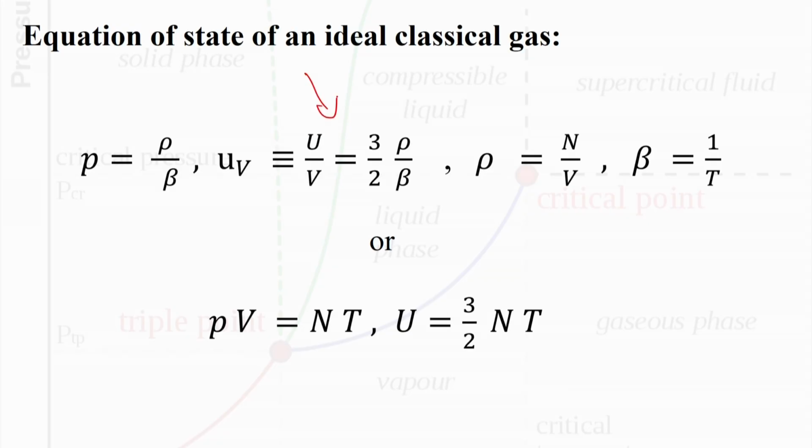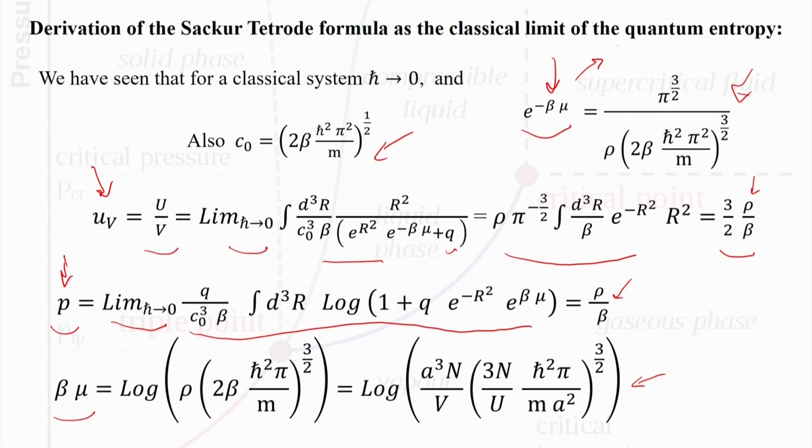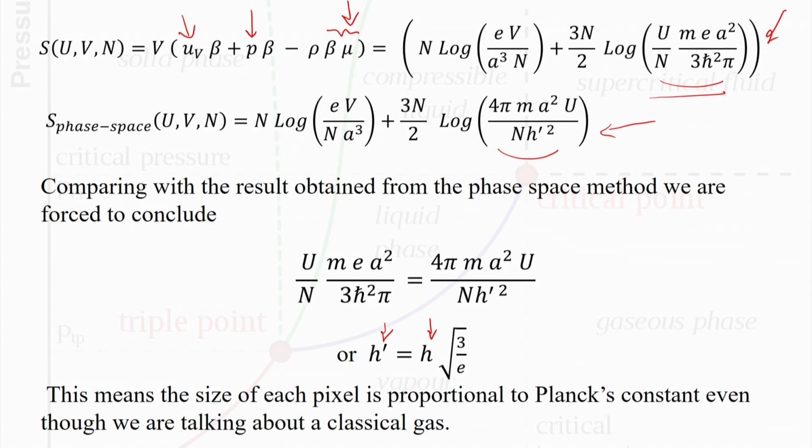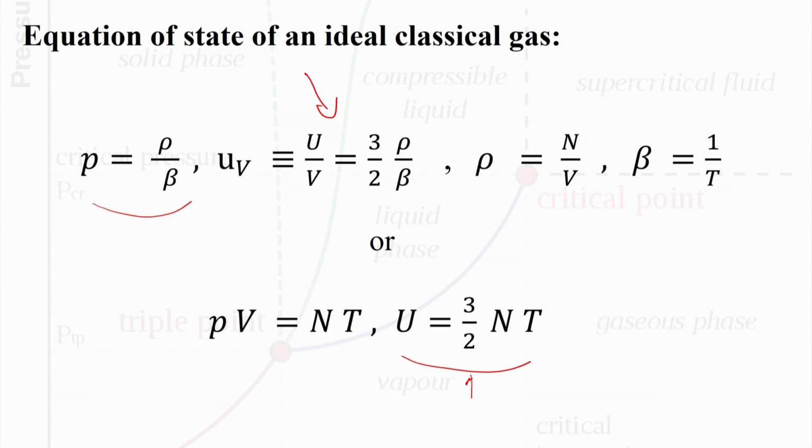When I multiply both sides by V, I end up getting this familiar expression. I had just derived this expression here, which is P equals rho by beta, and then I rewrite it in terms of something more familiar, namely temperature and volume, and you get the equation of state of a classical ideal gas. P V equals n k T, but k is 1, so P V is n T.